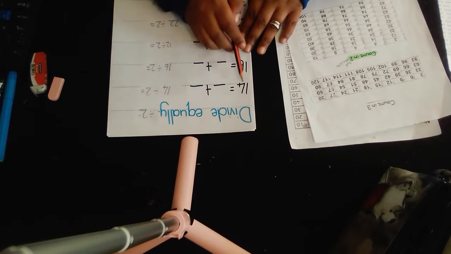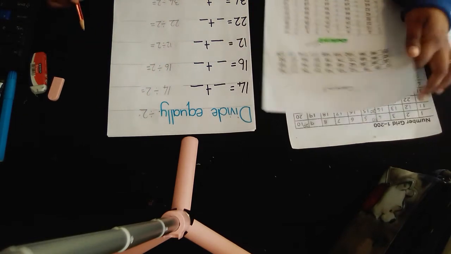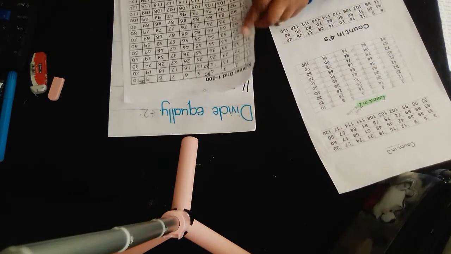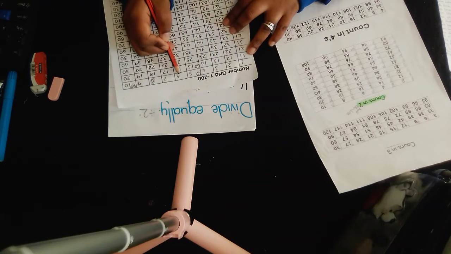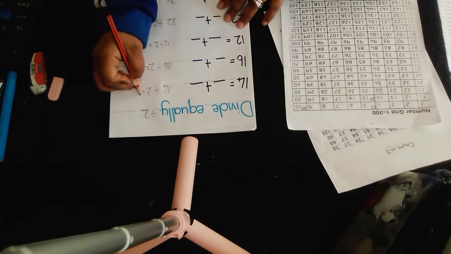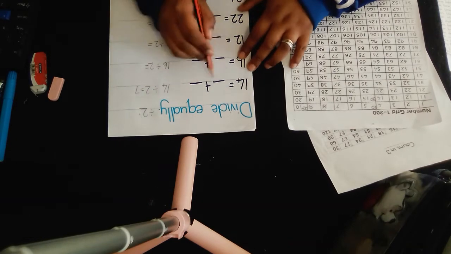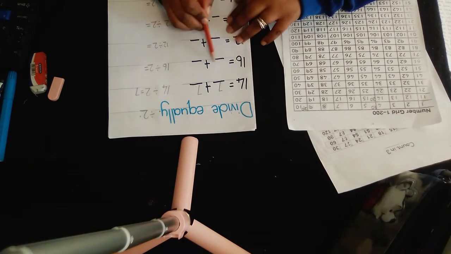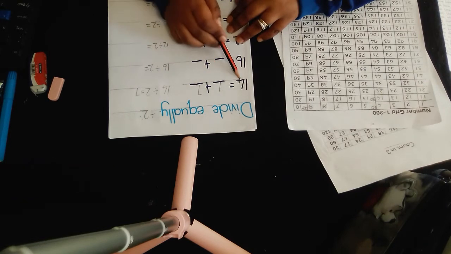Divide equally. 14 divided equally by 2 people will be, I stop when I hear myself say 14. 2, 4, 6, 8, 10, 12, 14. I stopped at number 7. So 14 divided equally by 2 is equal to 7 and 7. Remember, always what's on the one line must be on the other line. So 7 plus 7 is equal to 14.